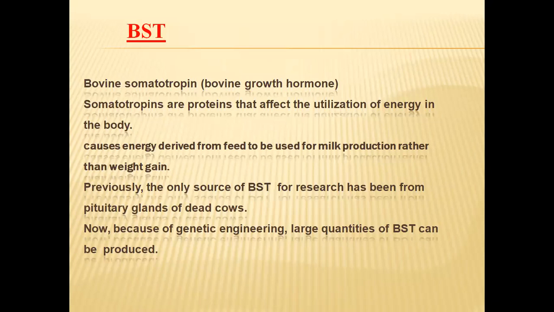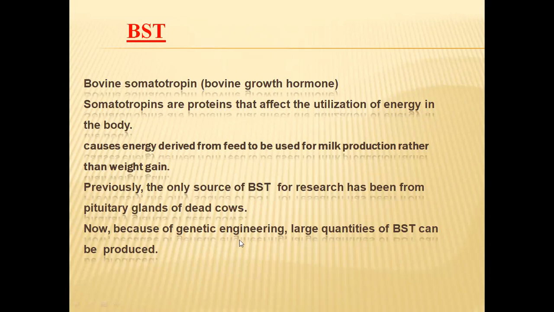Another best use of gene manipulation in livestock health is BST hormone. BST is called bovine somatotrophin, also known as bovine growth hormone. This bovine somatotrophin helps in the growth of the livestock animal. Somatotrophin hormones affect the utilization of energy in the body. BST causes energy derived from feed to be used for milk production rather than weight gain. Previously, the only source of BST for research was the pituitary glands of dead cows.